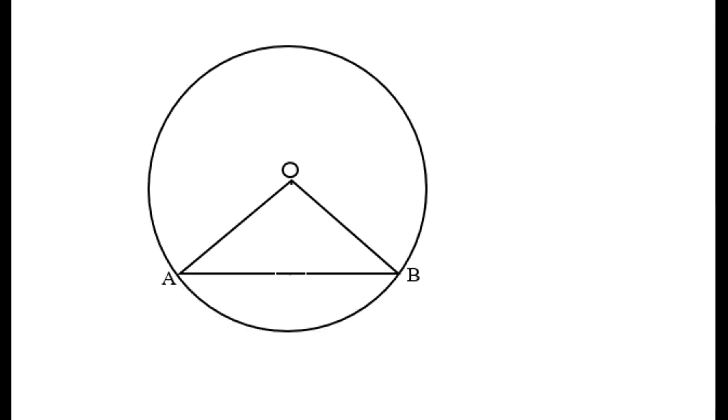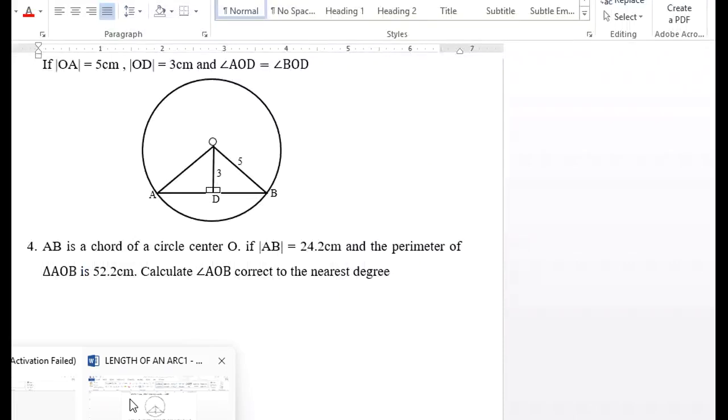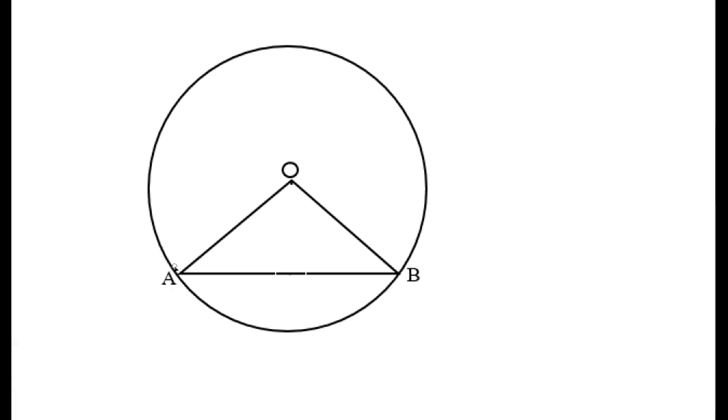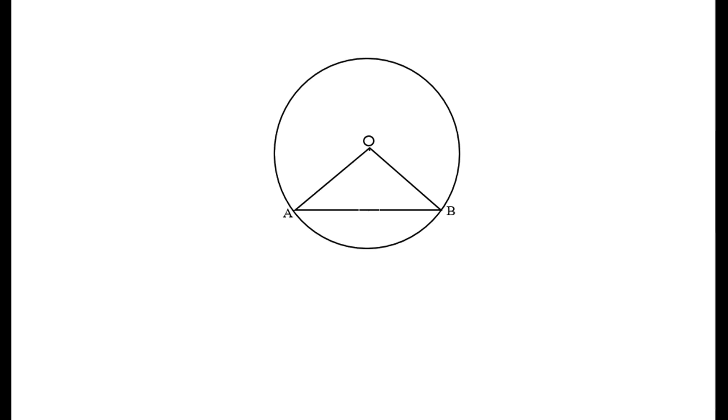So we are told that AB is a chord of the circle, and the length of AB, that is the length of the chord, is 24.2. AB, this length from here to here, is 24.2. That is AB, from here to here is 24.2 as we are told. So let me write the length of the chord is 24.2 centimeters.